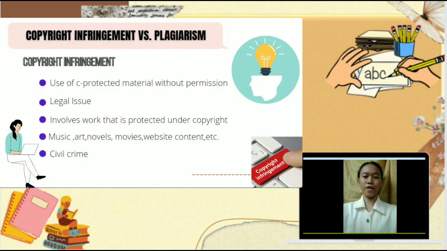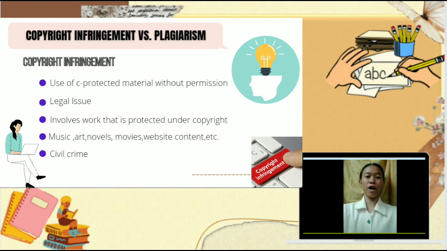So, copyright infringement. Copyright infringement is the use of copyright protected material without permission. It is a legal issue, which means a legal question which is the foundation of the case. It requires a court's decision since this is a civil crime and it involves work that is protected under copyright. Its context includes music, art, novels, movies, website content, and so on. Then lastly, this is a civil crime.